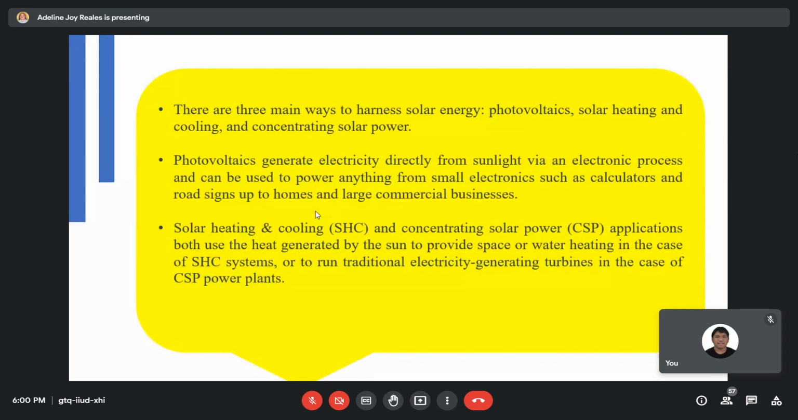Solar heating and cooling, or SHC, and concentrating solar power, or CSP, applications both use the heat generated by the sun to provide space or water heating in the case of SHC systems, or to run traditional electricity generating turbines in the case of CSP power plants.